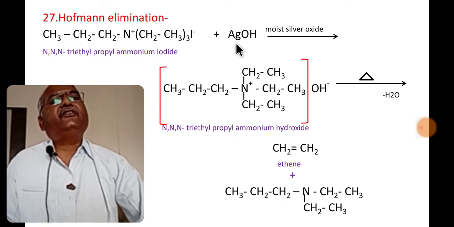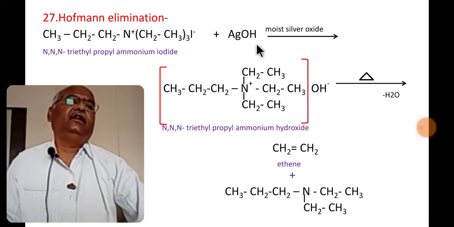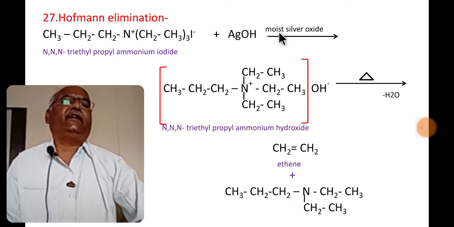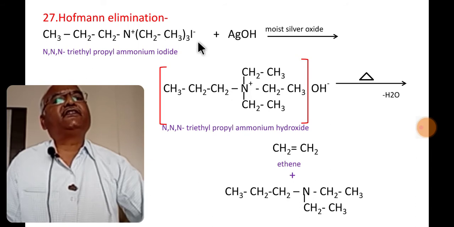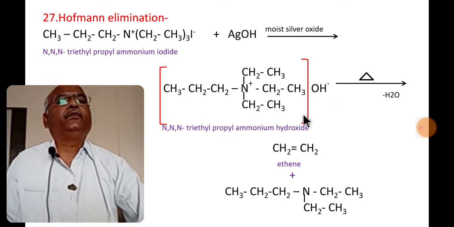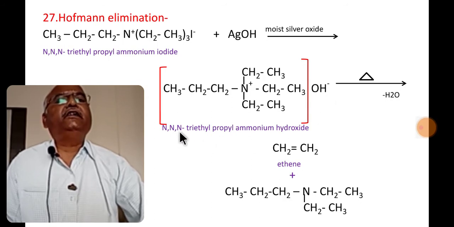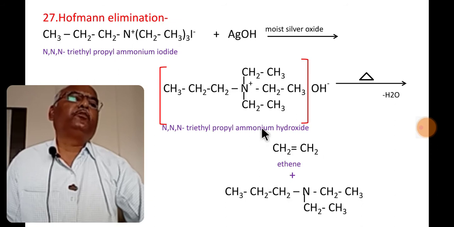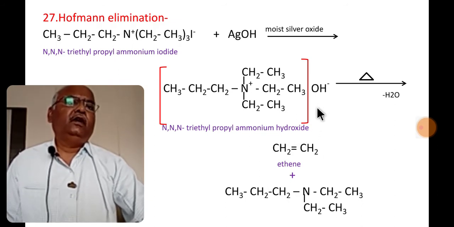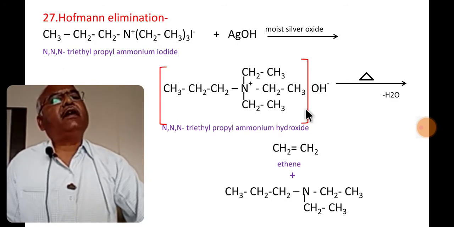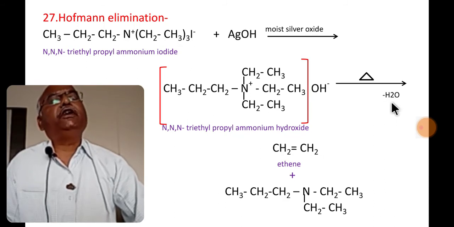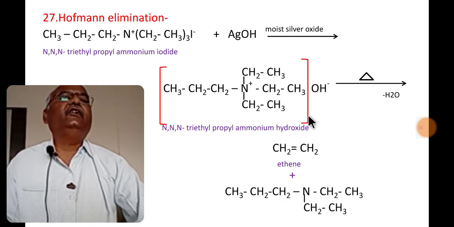It reacts with silver hydroxide. Silver hydroxide is prepared from moist silver oxide. Hydrolysis takes place. I minus is replaced by OH minus. So here N,N,N-triethyl propyl ammonium hydroxide is formed. This quaternary ammonium hydroxide on heating loses a water molecule and alkene is produced.